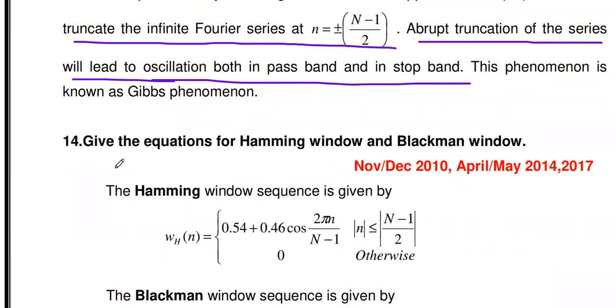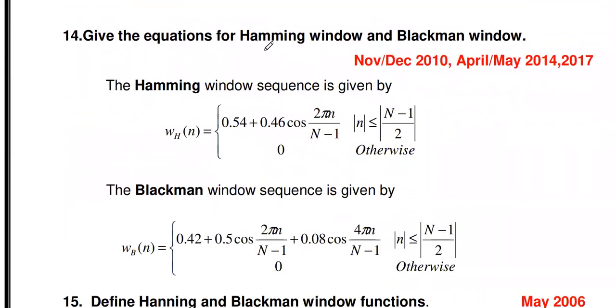Then the next question: give the equations for Hamming and Blackman window. This is also an important question, asked in 2010, 14 and 17. It's a repeated question. What is the Hamming window sequence? wH of n is equal to 0.54 plus 0.46 cos(2 pi n by (N minus 1)) for modulus of n less than or equal to (N minus 1) by 2, that is, minus (N minus 1) by 2 to plus (N minus 1) by 2. It is 0 otherwise.